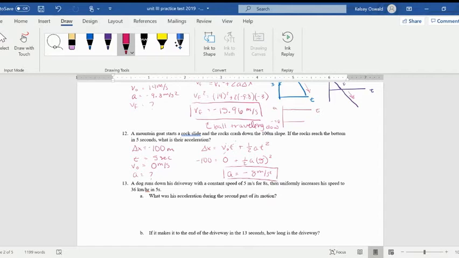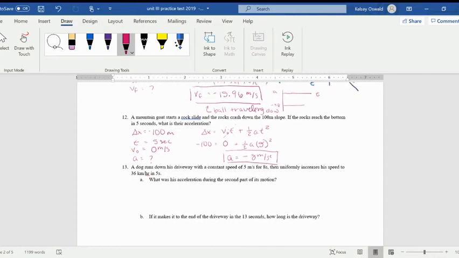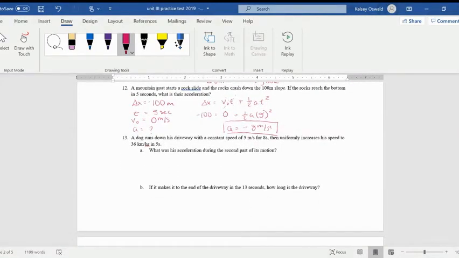Okay, and this makes sense because our rocks are moving downward and they're going to speed up as they move downward, so acceleration should also be negative. Remember, when your velocity or your movement and your acceleration are in the same direction, that tells you that you are speeding up, which your rocks in this case are. Okay, so we have one more question here.